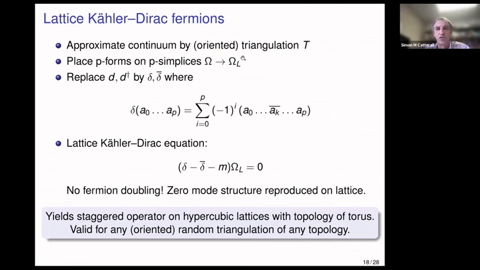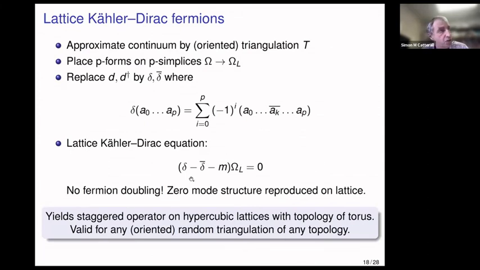It has to be oriented, which is a technical restriction. I can take p-forms, antisymmetric tensors, and put them on p-simplices. That's obvious and natural. And I can replace this exterior derivative and its adjoint by boundary and co-boundary operators, which naturally act on simplices. I don't really have time to go into this in any detail, but there's a lot of nice formal structure about how this all works. And you can write down a lattice version of the Kähler-Dirac equation, delta minus delta bar minus m times this collection of lattice p-simplex forms. And you can just replace the continuum equation by this lattice equation.